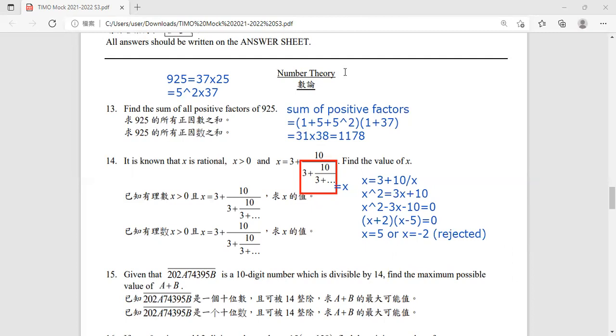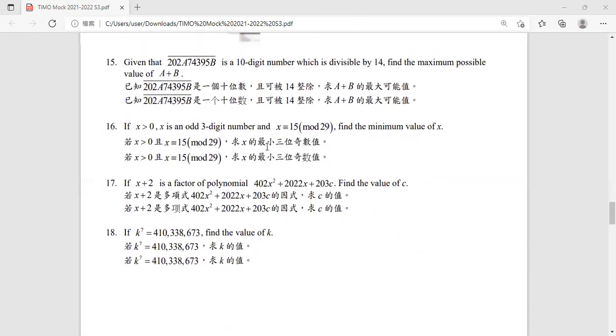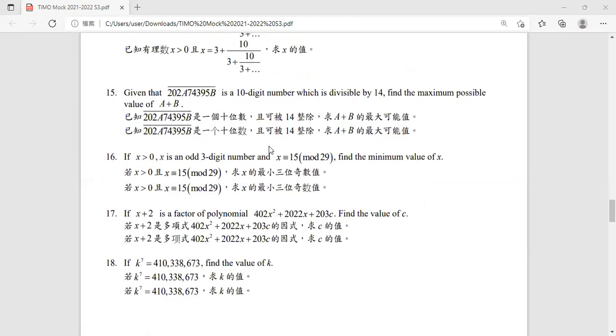Now, question 15. We're given that 202A74395B is a 10-digit number which is divisible by 14. Find the maximum possible value of A plus B.